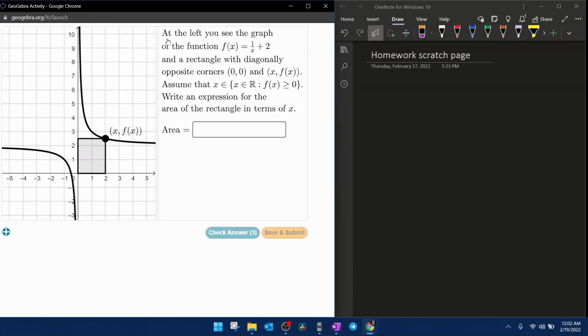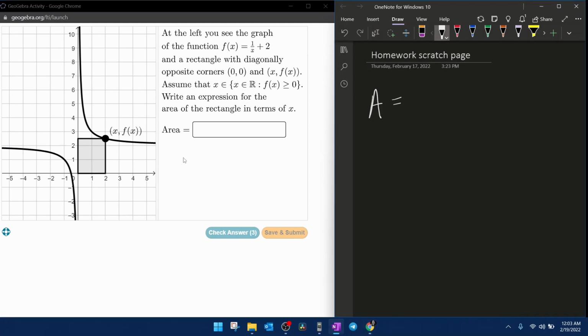And it says at the left, you see the graph of the function. Here they've given us f of x equals 1 over x plus 2, and a rectangle with diagonally opposite corners (0, 0) and (x, f of x). Assume that x is an element of the reals such that f of x is greater than or equal to 0. Write an expression for the area. There is the key word.